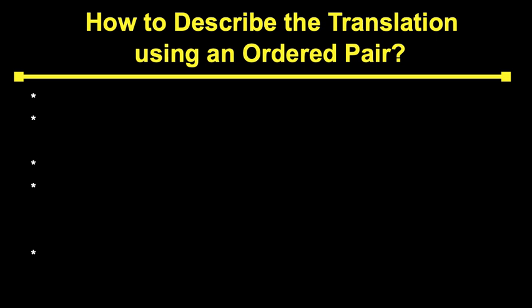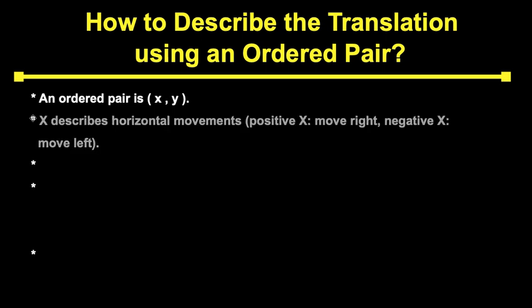In this video tutorial, I'll be talking about how to describe a translation using an ordered pair. So as we know, an ordered pair is going to look like this. And so in an ordered pair, you have an x value and a y value. So the x value is going to describe horizontal movements.